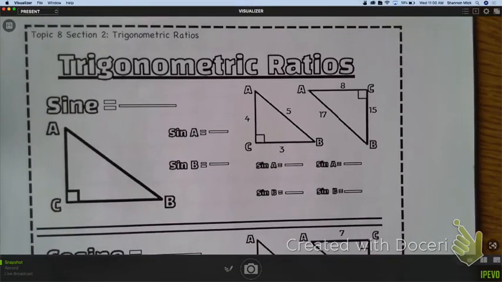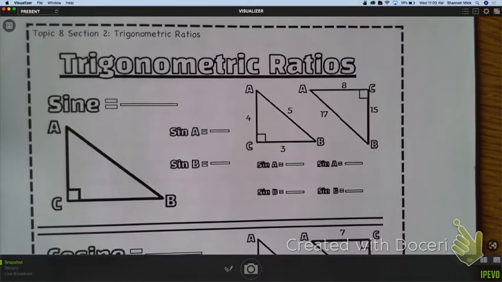We are going to start topic 8, section 2. Last week we did special right triangles, 30-60-90 and 45-45-90, correct? And we worked all week remembering and using those ratios, and they're not going to go away. You're still going to use them. We're going to combine them with our sine, cosine, and tangent.